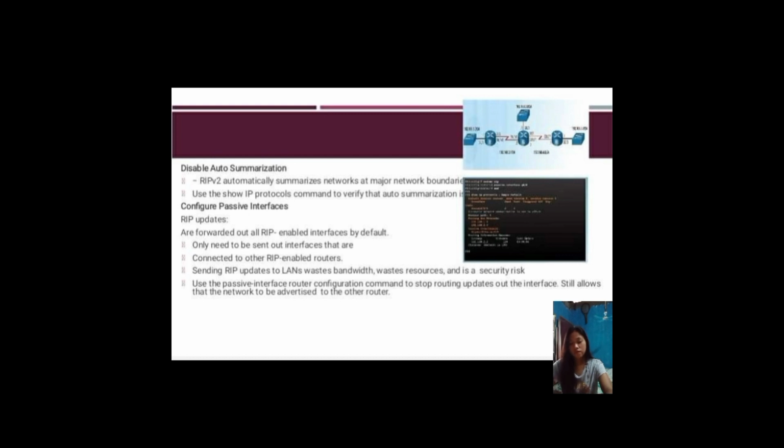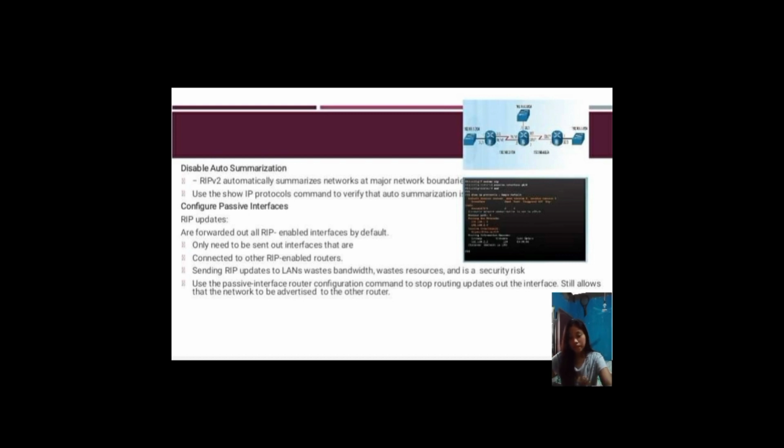Then the next is configure passive interface. RIP updates are forwarded out all RIP-enabled interfaces by default. First, updates only need to be sent out interfaces that are, second, connected to other RIP-enabled routers. Third, sending RIP updates to a LAN wastes bandwidth and resources and is a security risk.